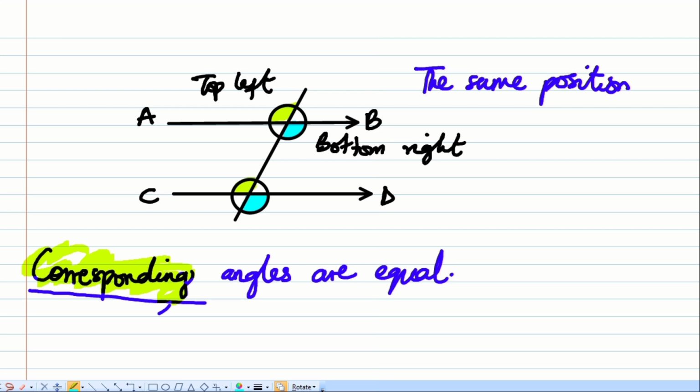So that will be the same. They will be the same size. So that's why we call them theorem of intersecting lines. What if we shaded this angle, this one? Which angle will be corresponding to that one?